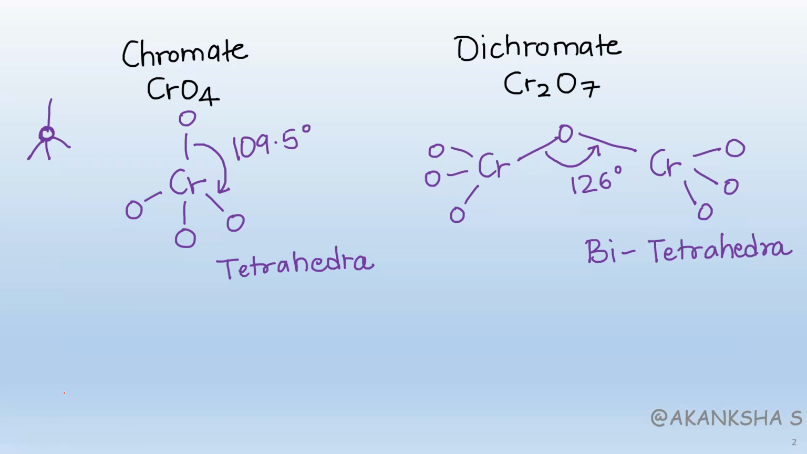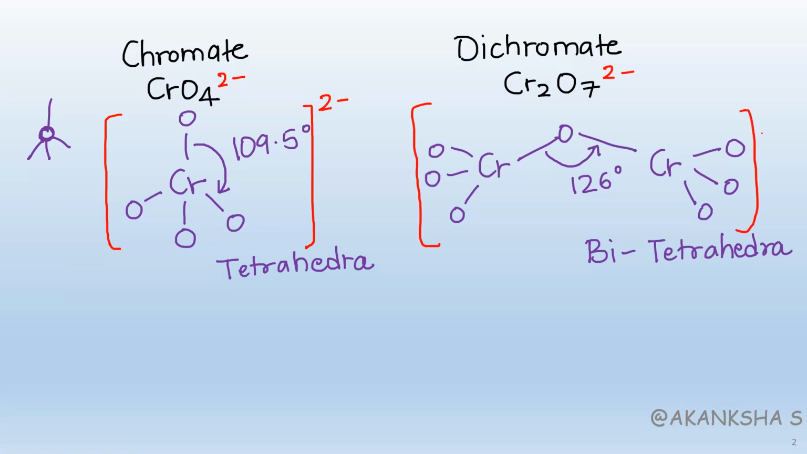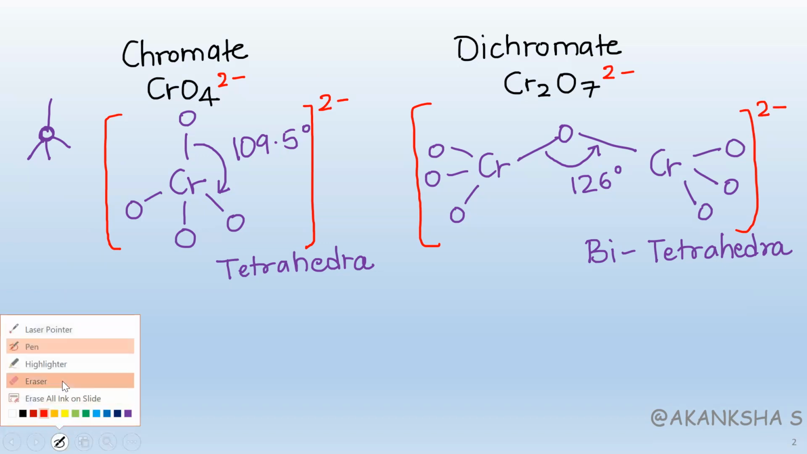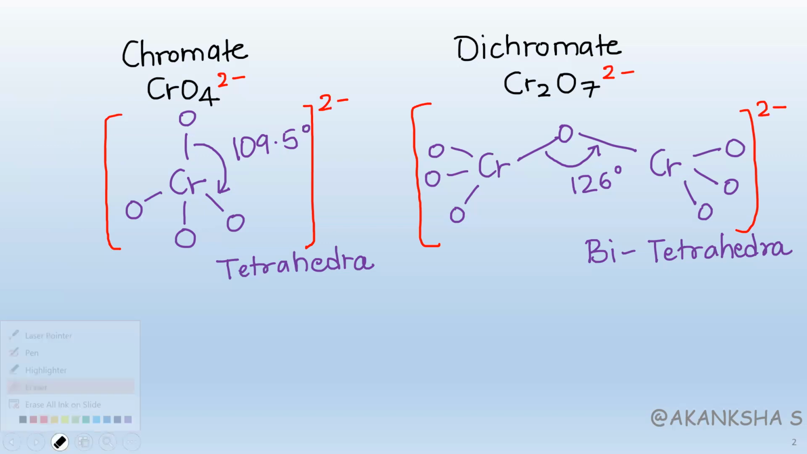Another thing of importance over here is the charge on chromate and dichromate. Both chromate as well as dichromate carry an ionic charge of -2. So whenever you're representing this structure in an examination or in some paper, you need to make sure to draw a square bracket indicating the entire structure has a charge of -2. Same goes over here and you indicate it as -2. This completes the representation part of our chromate and dichromate.